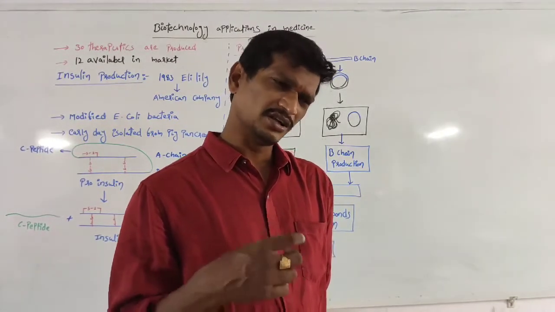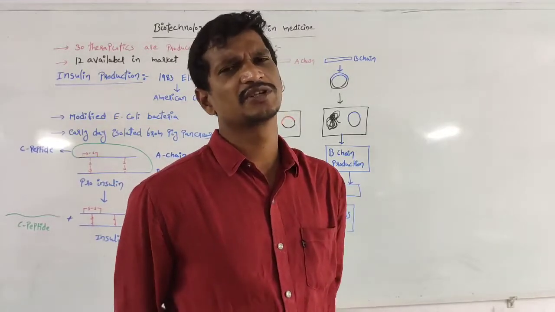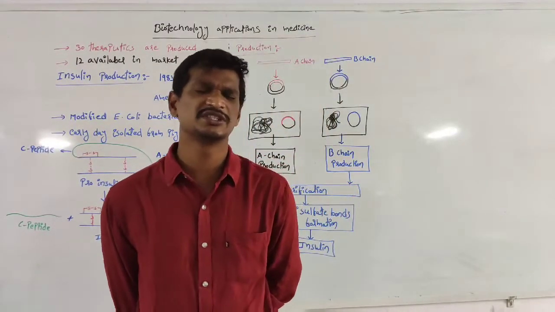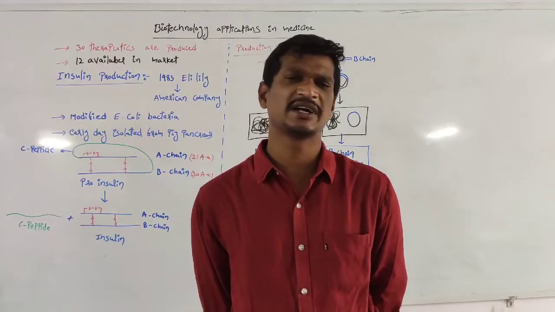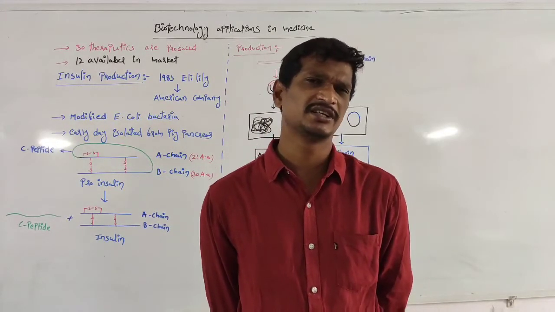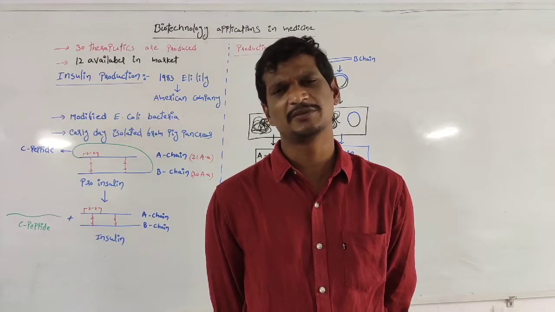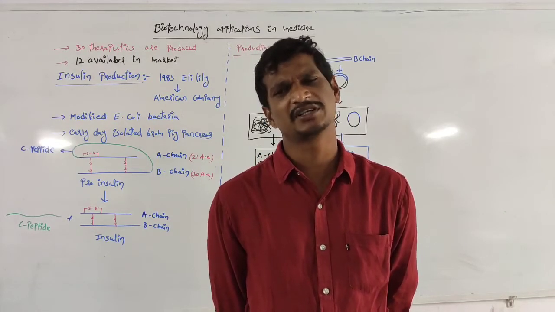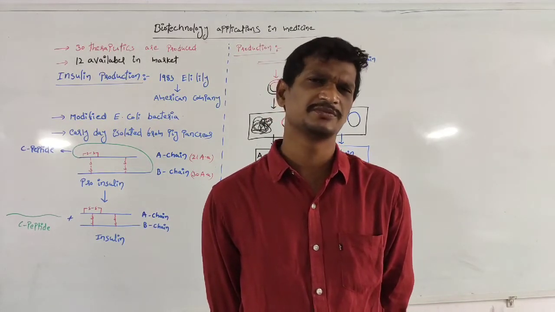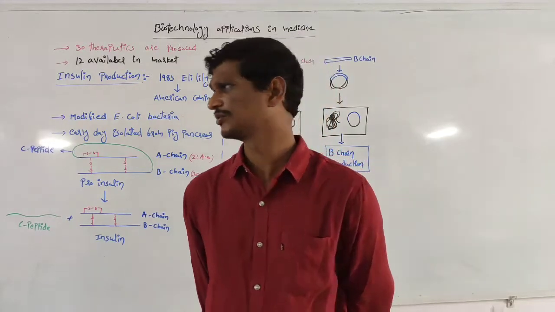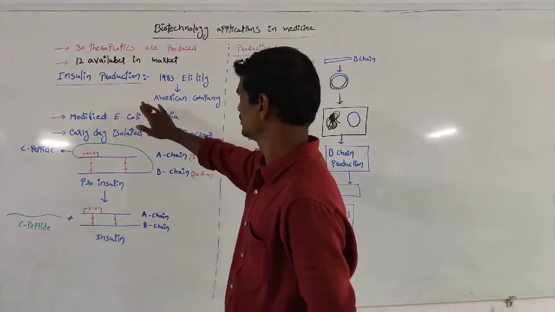Later, that process was replaced by biotechnology. Within biotechnology, the genes are simply isolated and inserted into E. coli bacteria. Then insulin hormone production takes place, followed by purification and packing, and it is available in the market. So this is very easy and not expensive.